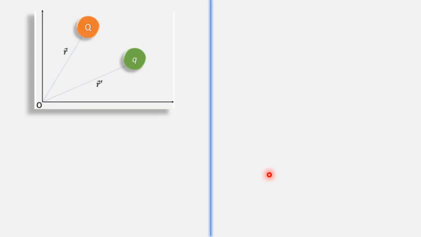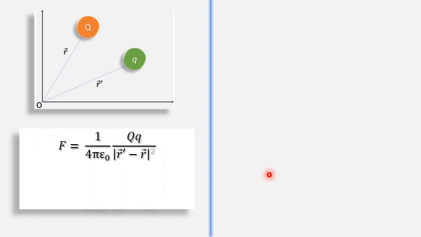We know that for two charges, Coulomb's law says that force can be expressed as 1 by 4 pi epsilon 0 q into Q by mod of r prime minus r whole square. Now, does it make any difference if I take r prime here or r here in the first place? As far as we have mod, it makes no difference.